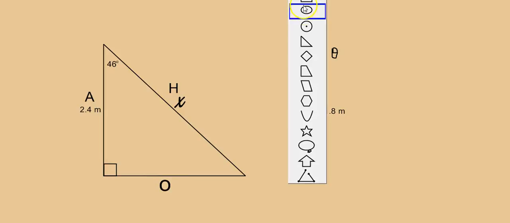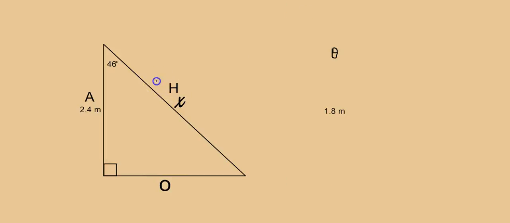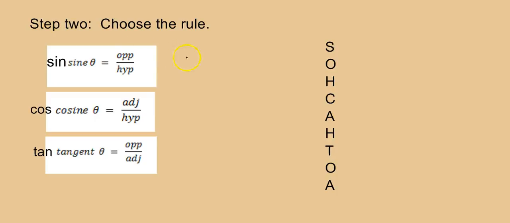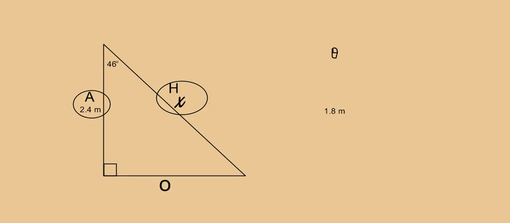Now I go and I circle the information that I have. I've got some information about the hypotenuse, and I've got some information about the adjacent. And as soon as I see the A and the H, I go back to my rules and I say, which one uses A and H? Aha! This is a cosine question because A and H are the 2 sides that I have information about.